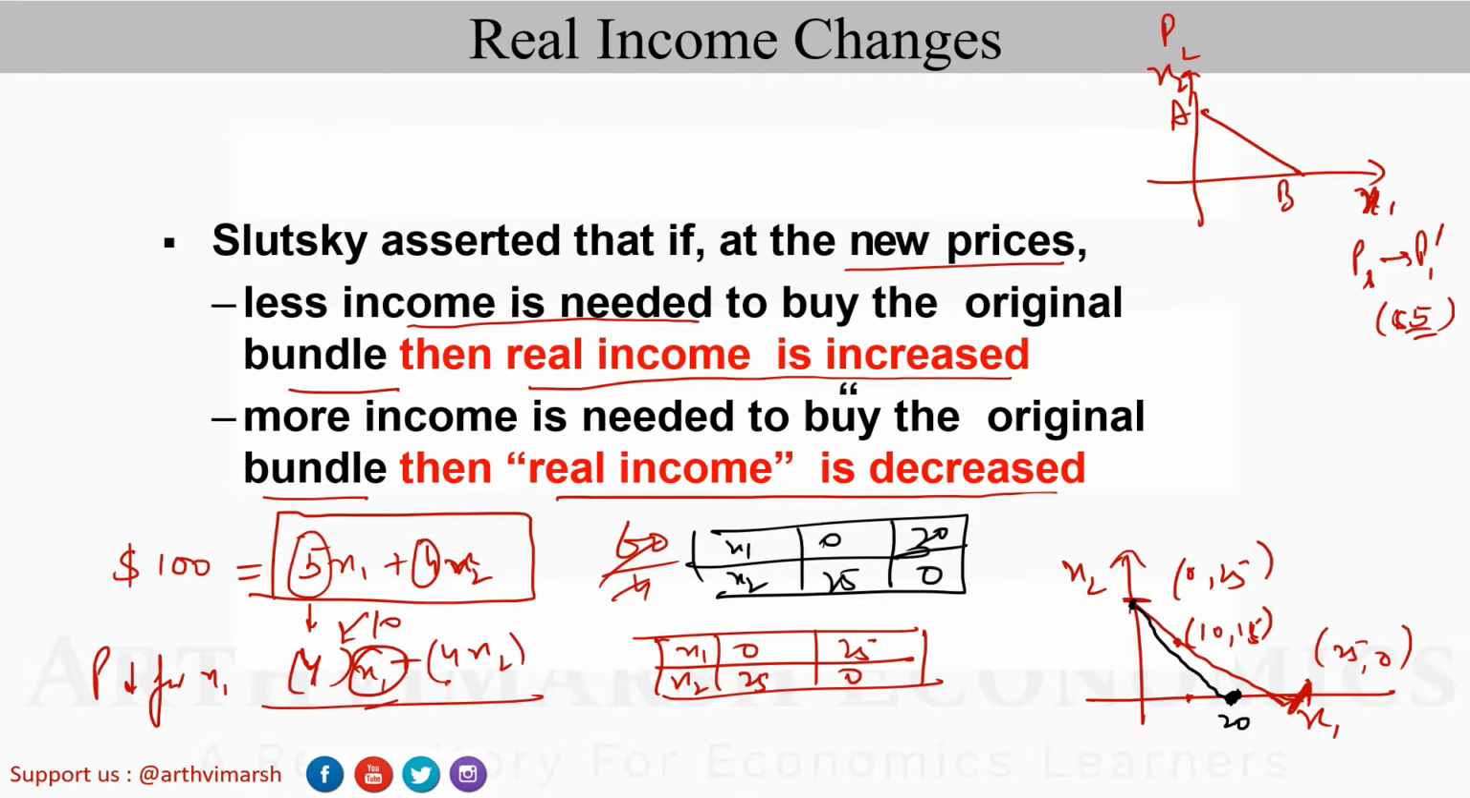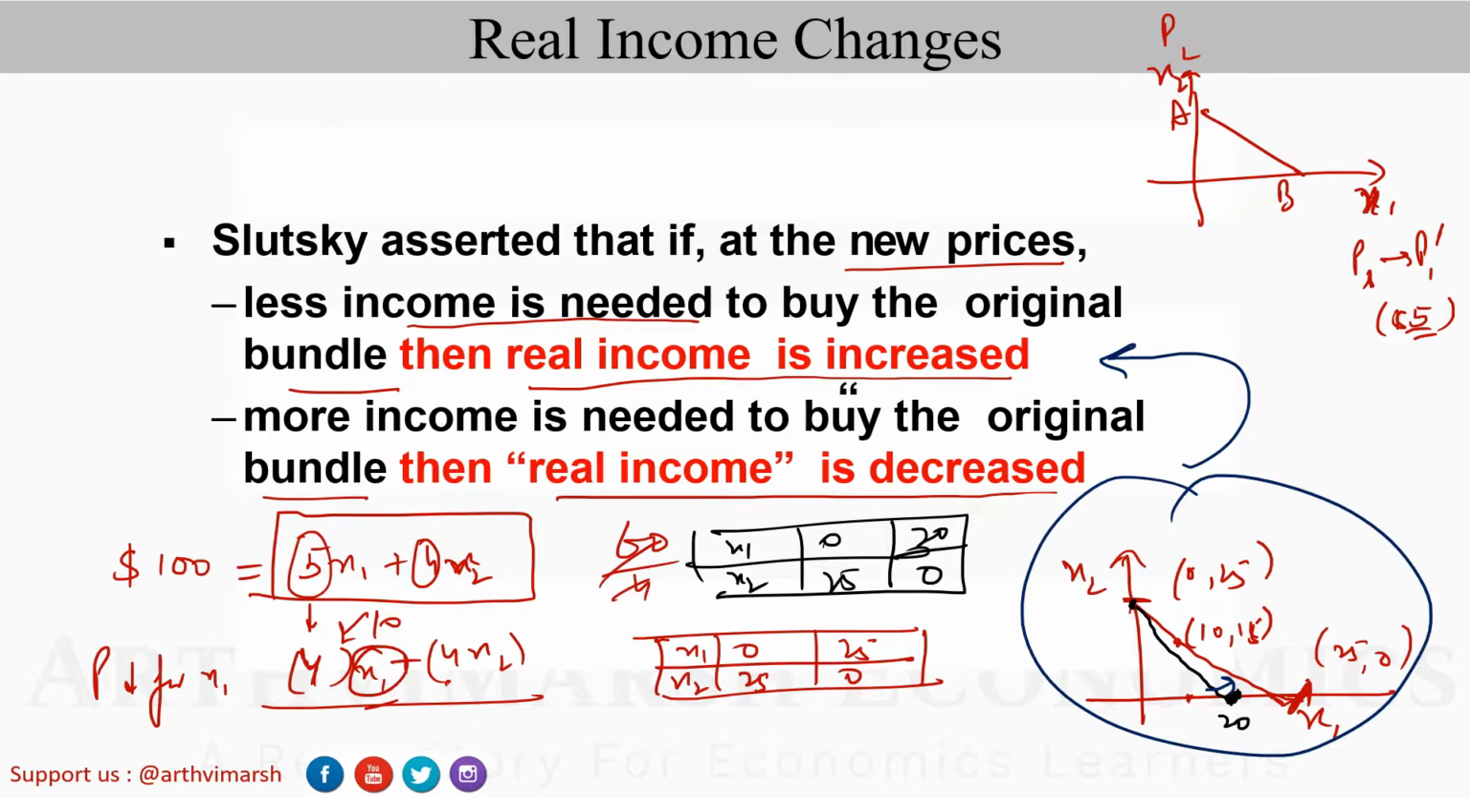So we can clearly see here that the new budget line is rotating outwards, in a way implying that the income of the consumer has gone up. If such a thing happens, what we say is that the real income is increased. But if the opposite case happens, that had it been that the rotation would have been in this direction, if x1 would have become expensive, if instead of $5 or rupees, it went to $6 or $7, okay, so we would be witnessing an inward shift. So this is about what it wanted to assert.